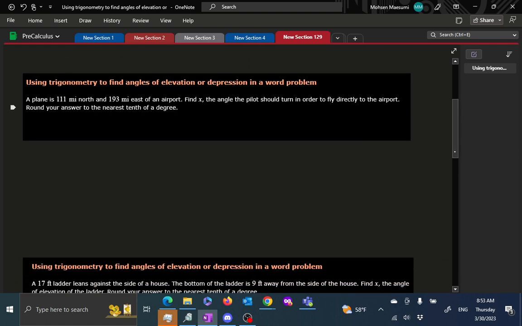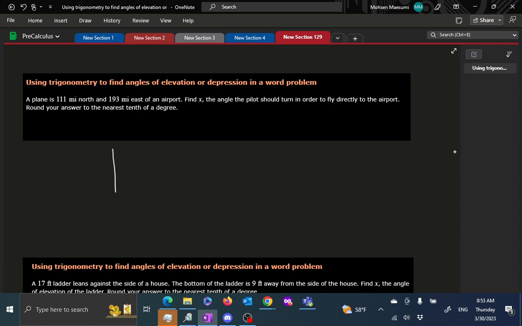Here's the first problem. A plane is 111 miles north and 193 miles east of an airport. Find X, the angle that the pilot should turn in order to fly directly to the airport. Round your answer to 1/10 of a degree.